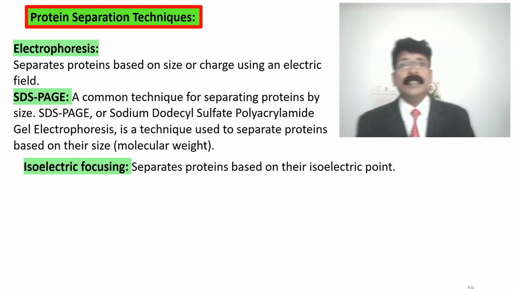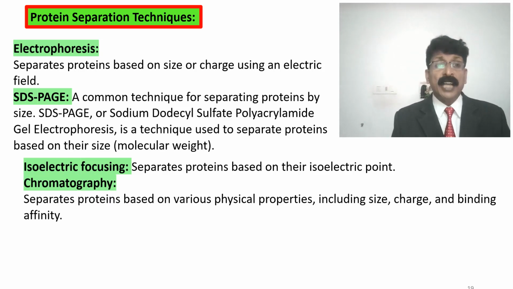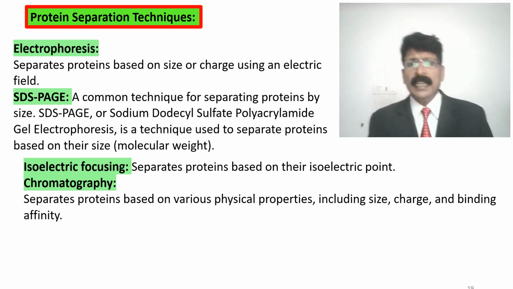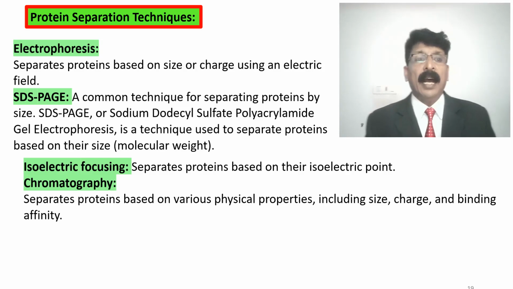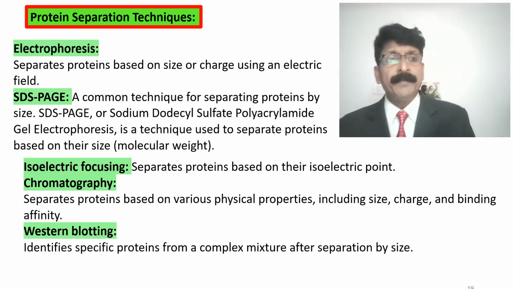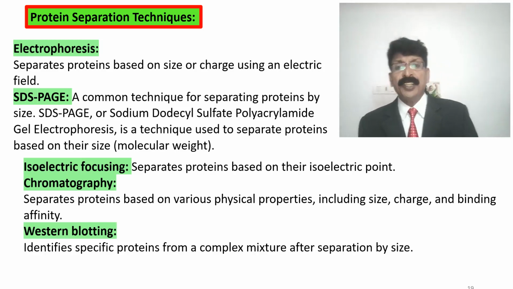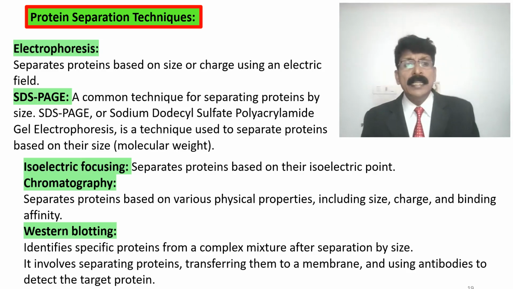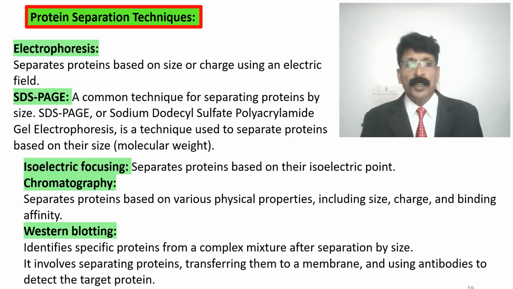Isoelectric focusing separates protein based on their isoelectric point. Chromatography separates proteins based on various physical properties including size, charge and binding affinity. Western blotting identifies specific proteins from a complex mixture after separation by size. It involves separating proteins, transferring them to a membrane and using antibodies to detect the target protein.